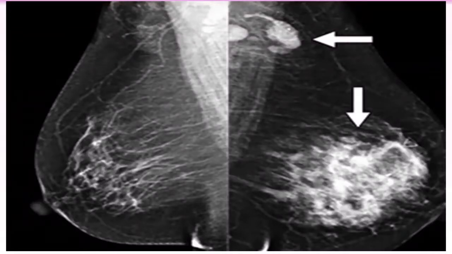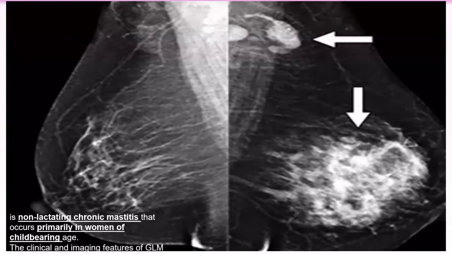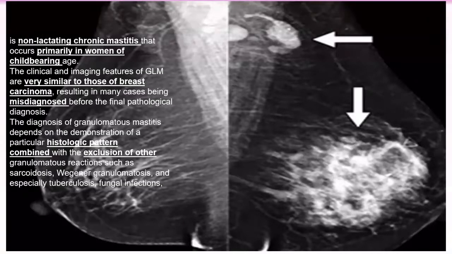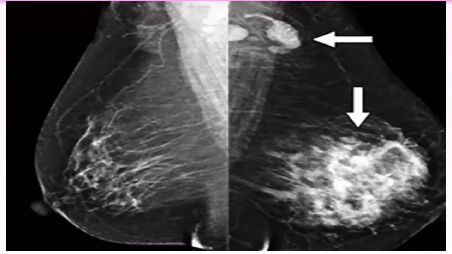Okay, you're welcome. This is another patient of granulomatous mastitis, diffuse type, also simulating breast cancer, with global asymmetry in the left breast and axillary adenopathy. What is granulomatous mastitis here?